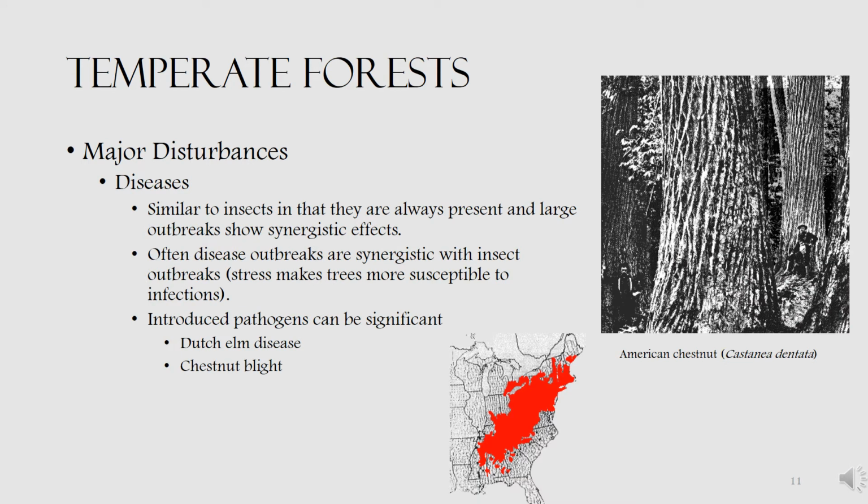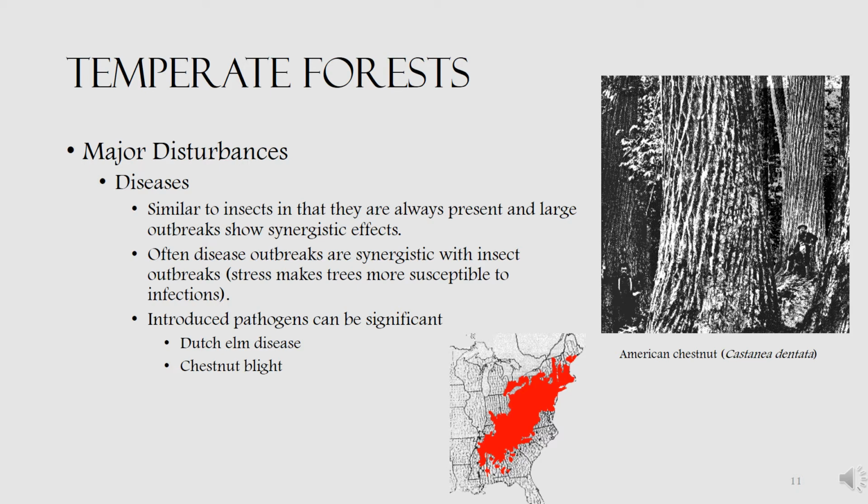And disease, of course, can also lead to the mass decline in particular species. They're similar to insects in that they're always present. Disease is always present on the landscape. But they only show large outbreaks with, again, synergistic effects when trees are already stressed because of drought or because of insects themselves or other things. Some examples of introduced pathogens include chestnut blight.